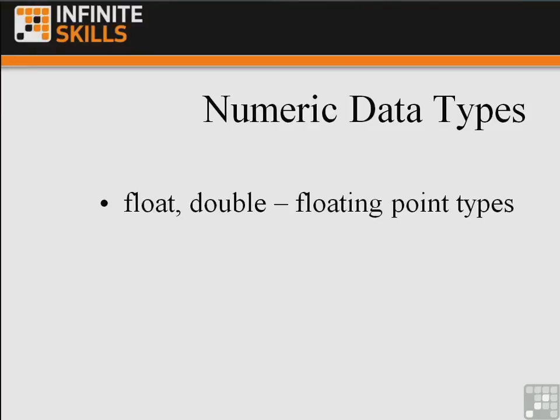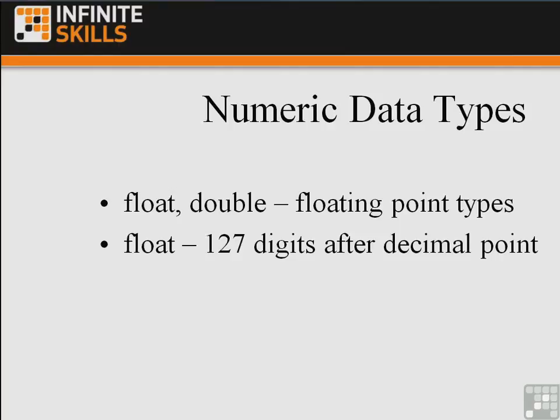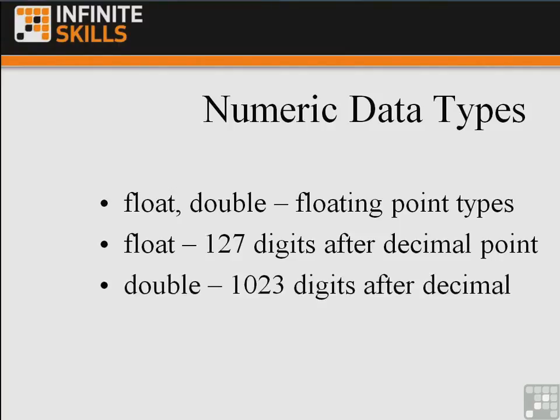In the floating point types, and here we're talking about numbers with fractional parts such as pi, 3.141569, or some other value like that, we have two data types, float and double. The float data type allows you to store up to 127 digits after the decimal point, and the double allows you to store 1023 digits after the decimal point. However, we will always use the double for the floating point data type in Java. That's just the standard as opposed to using the float.